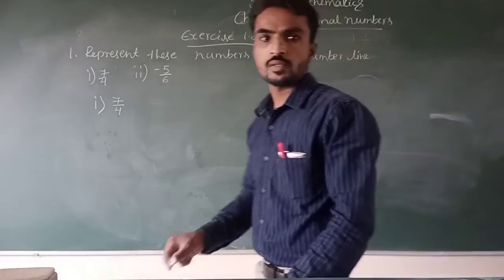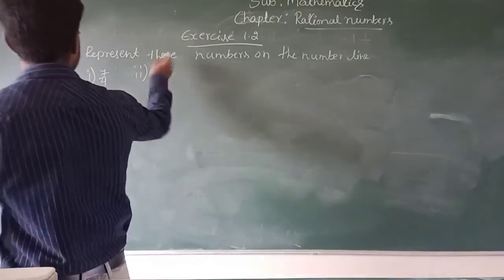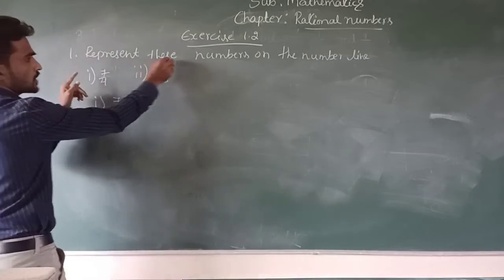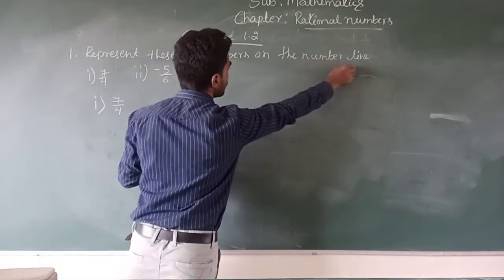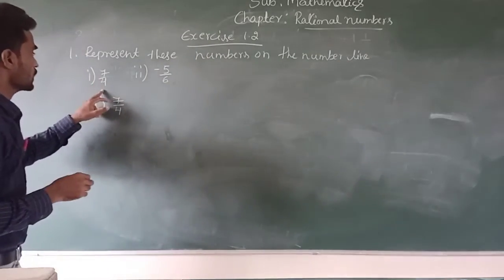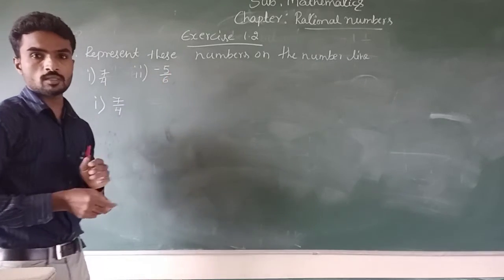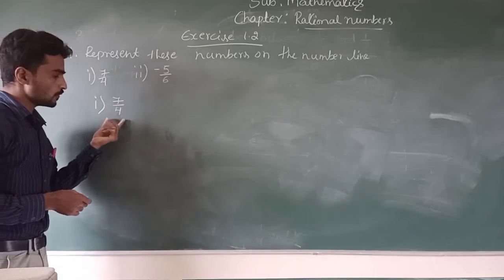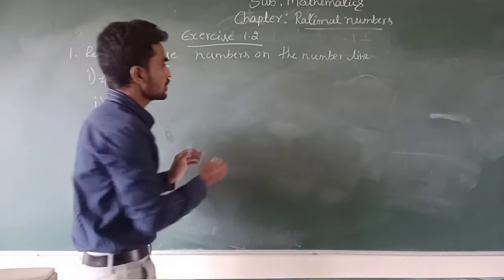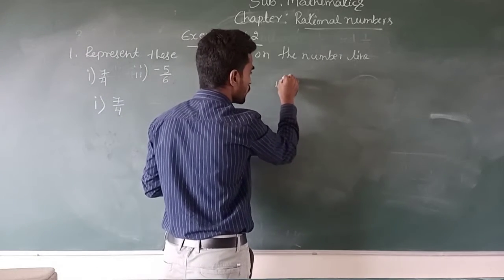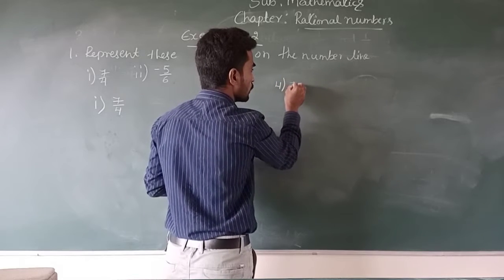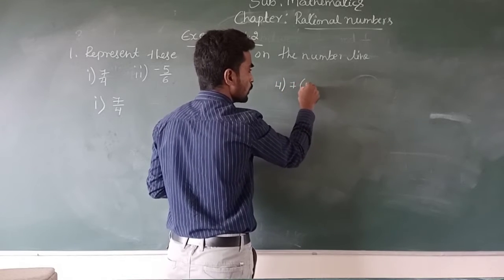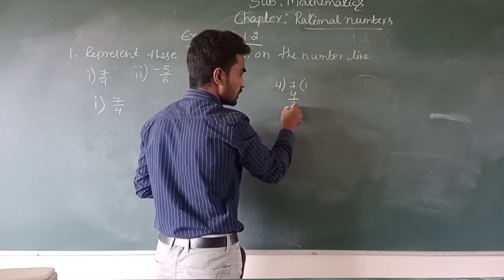Now going to solve exercise problems. In that, the first one is to represent these numbers on the number line. One is 7 by 4, second one is minus 5 by 6. First we are going to represent 7 by 4 on the number line. Just find the value of that fraction. That is 7 divided by 4, 4 ones are 4, remainder is 3.